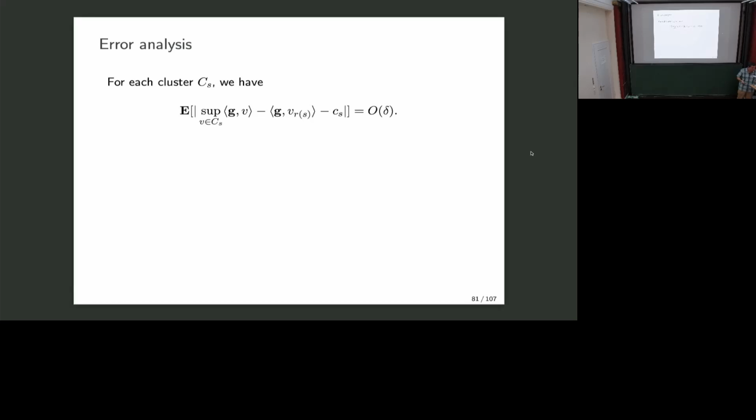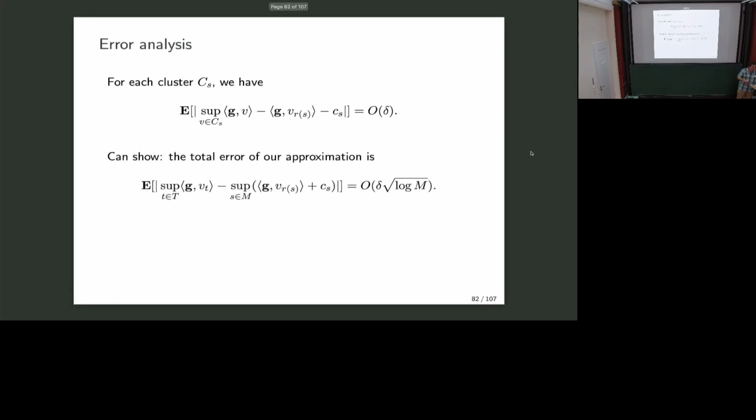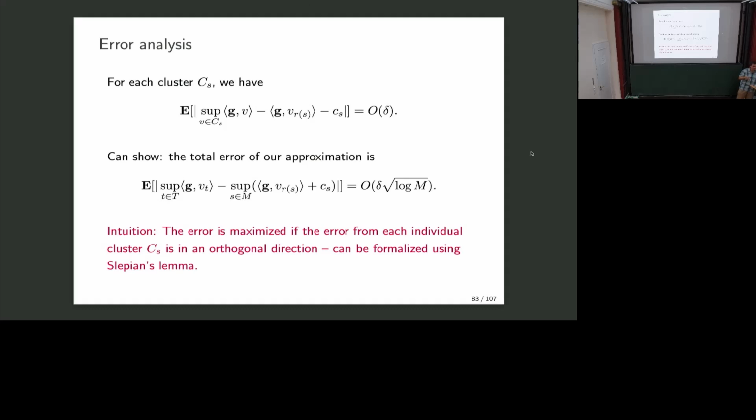So if you're a pessimist, you might be like, oh, maybe the error is going to be delta times m. It's not this bad. It turns out that the error is going to be at most delta square root log m. And you can show this essentially using Slepian. The worst case would be having some kind of orthogonality. And even in that case, the error would just scale like delta times square root log number of clusters. So maybe this looks promising. You might think, oh, maybe we're in business and we can be done quickly here.